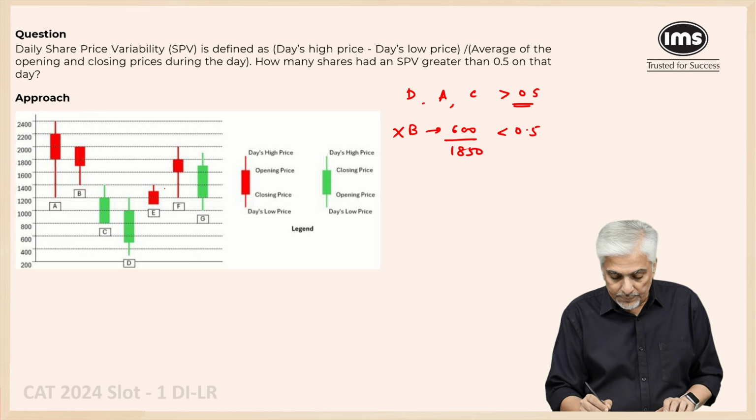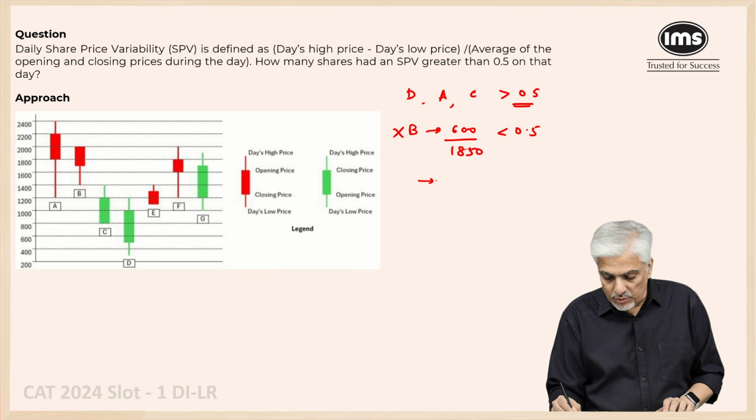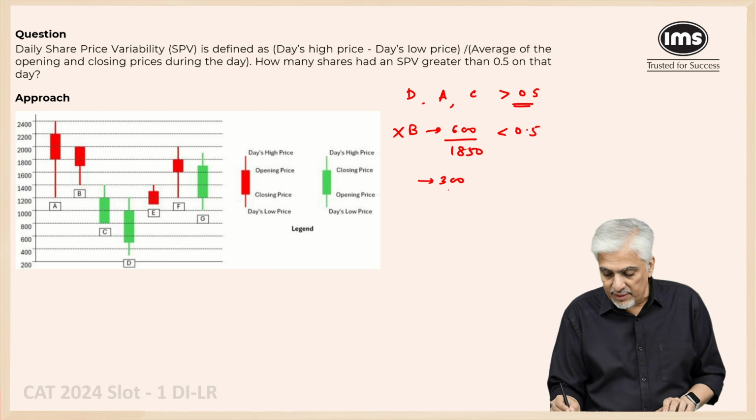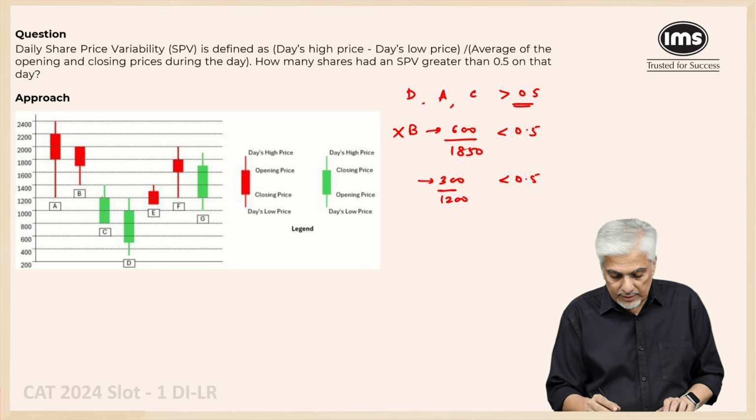C I've already done. D I've already done. E. E is 1400 minus 1100, that is 300, divided by the average over here, which is 1200. So this is also very, very low, less than 0.5. So whichever this was, B.